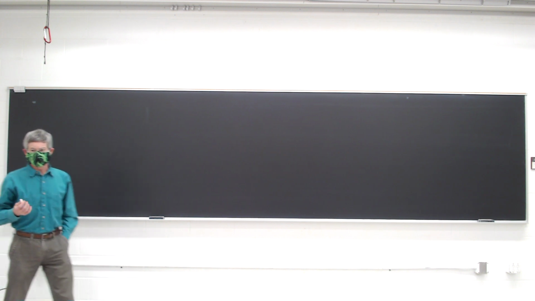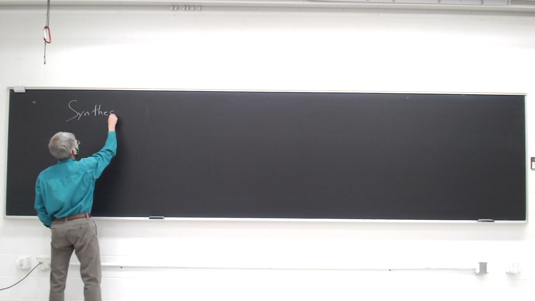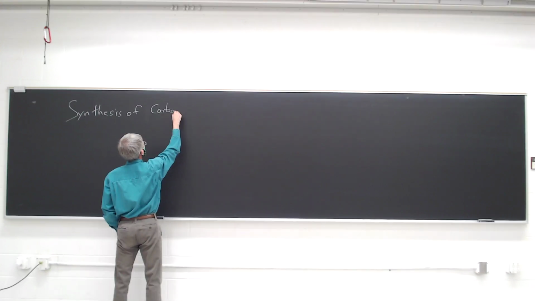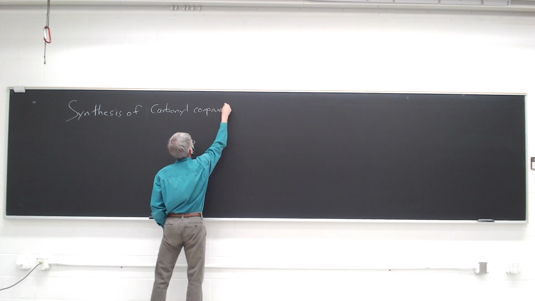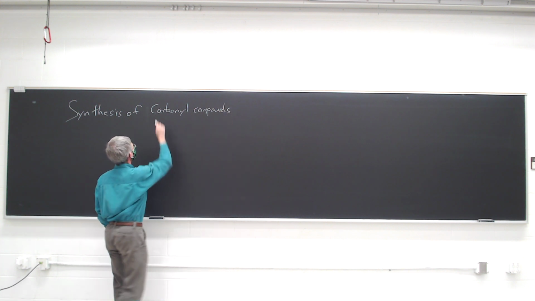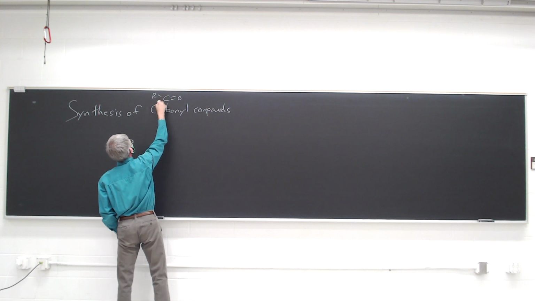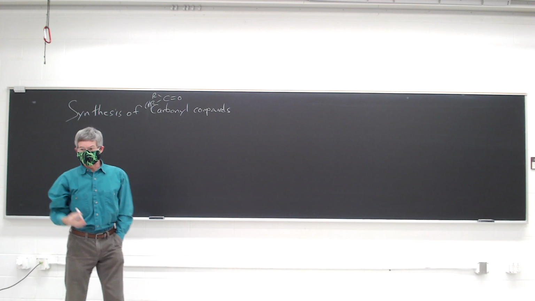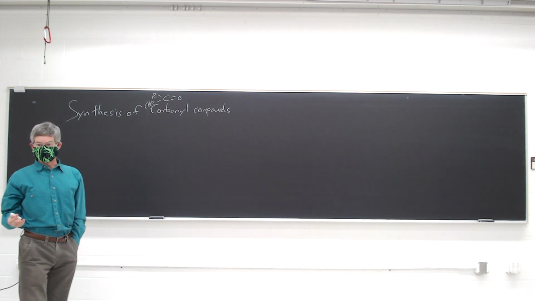So what we want to talk about the first day here is the synthesis of aldehydes and ketones, collectively known as carbonyl compounds. The carbonyl group is a carbon-oxygen double bond with either two R groups, carbons, or one R group and a hydrogen.